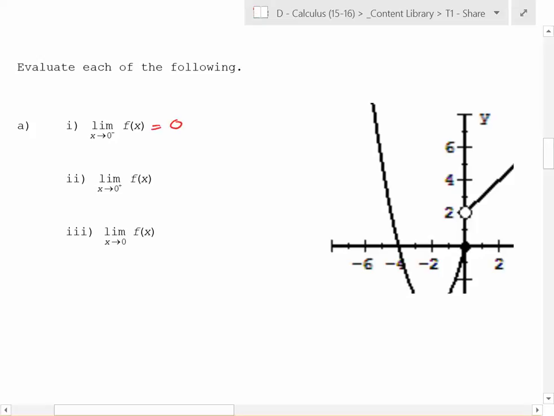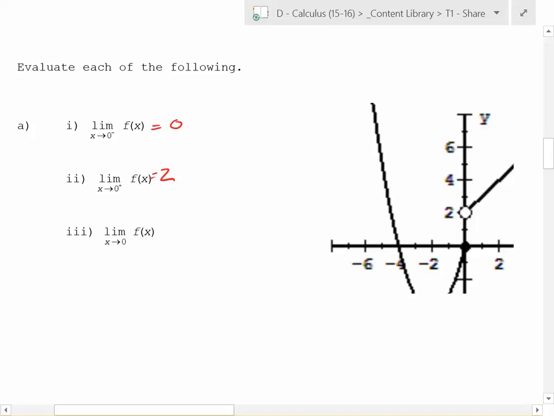What about 0 from the right? What happens if you're on this function and you approach 0 from the right? What does it approach? It approaches 2. Remember, it's not asking what does it get to. It says what does it get infinitely close to. This approaches 2. Now here's your first example of a jump discontinuity.